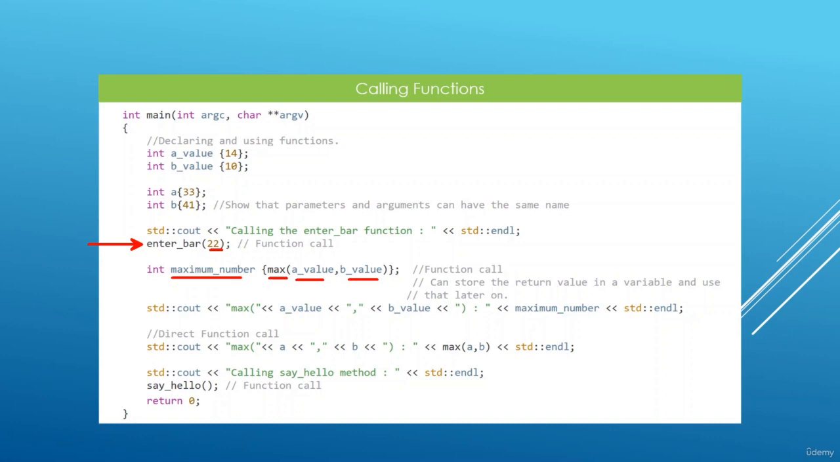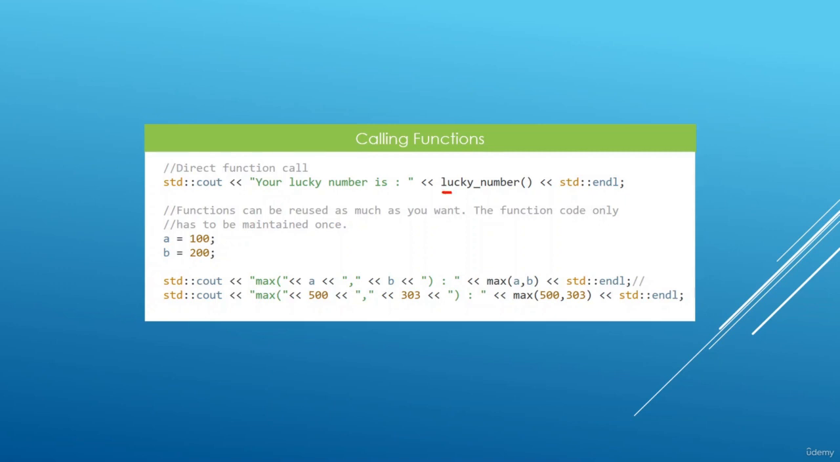If we go down, we see that we can call the maximum function directly and use its return value in an std::cout statement here. And this is going to print out the maximum between a and b. And down here, you see we have the function say hello, which is going to just greet somebody and not return anything. Here is another example of how you can call the lucky number. You say lucky number, you pass a pair of parentheses, and this is going to return the lucky number and print it out in this std::cout statement here.